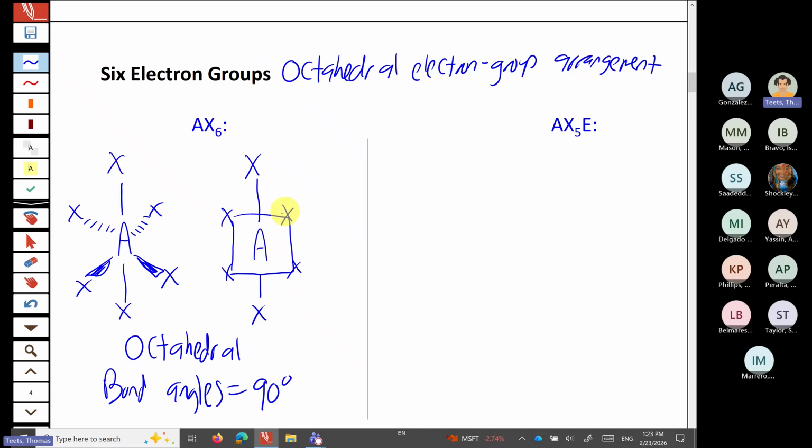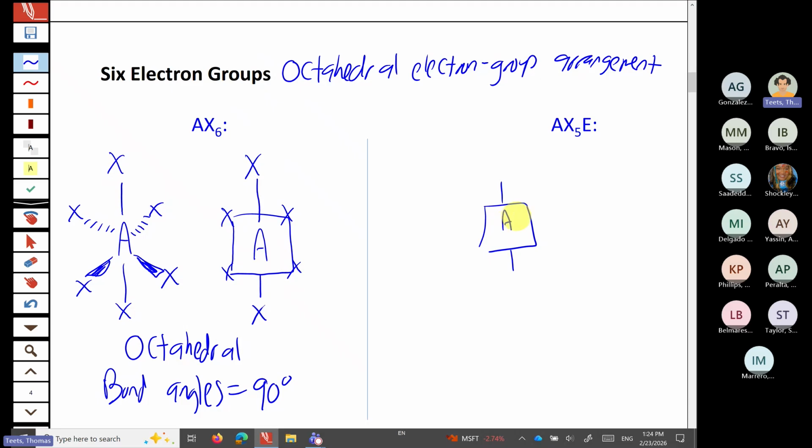The 4 on the square, that's obvious, and then one above, one below that are perpendicular to that. If we go to AX5E, it's still going to be an octahedral arrangement. So there's still going to be, actually, let's not put X's in yet. There's still going to be everything arranged in that same way. But now one of those 6 positions is a lone pair.